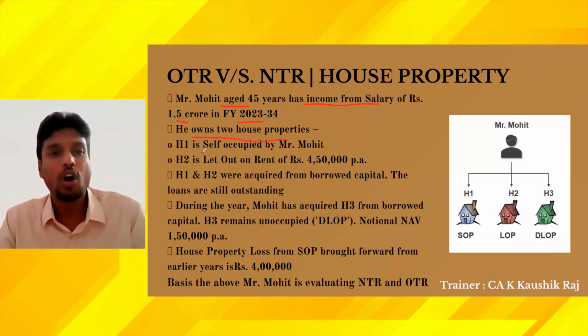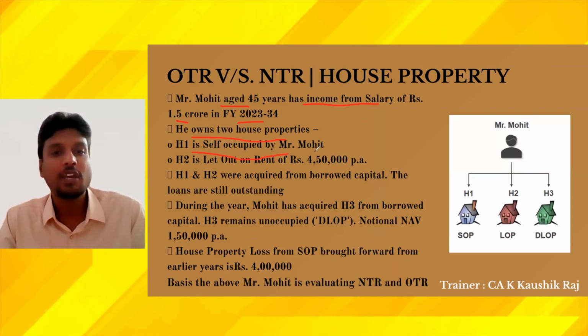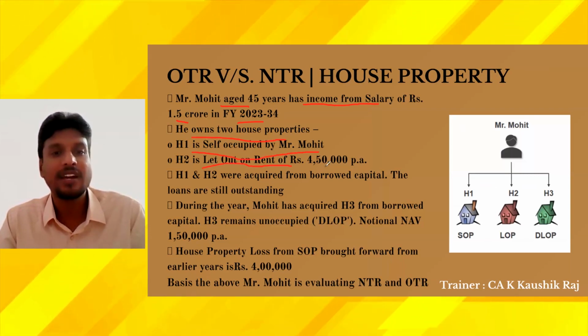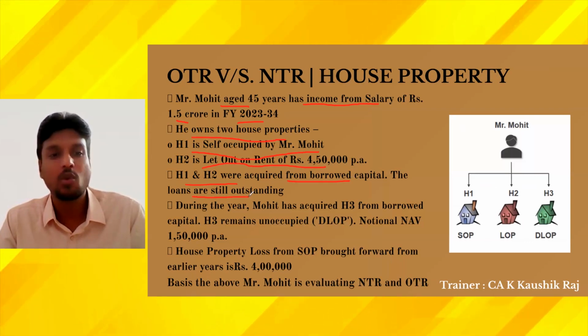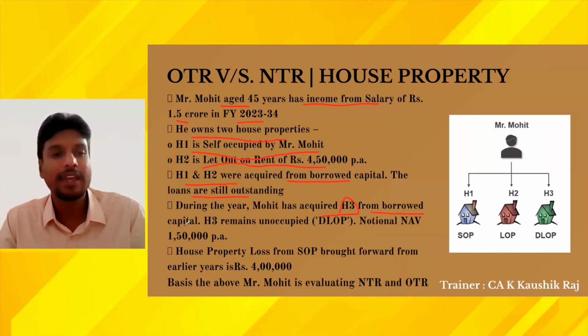He owns 2 house properties. H1 is self-occupied by Mr. Mohit. H2 is let out for 4,50,000. H1 and H2 were acquired from borrowed capital. The loans are still outstanding. During the year, Mohit has acquired house 3 from borrowed capital.